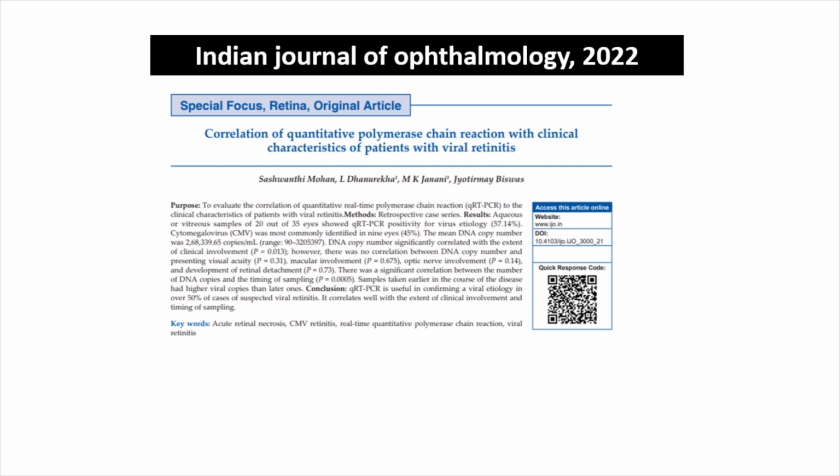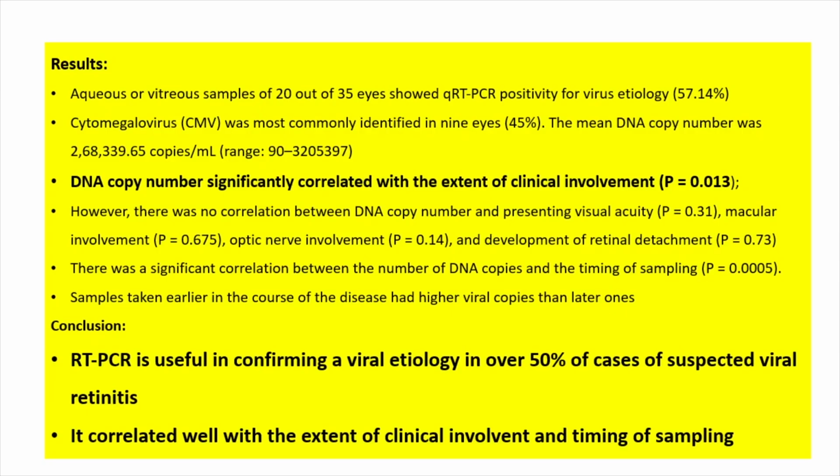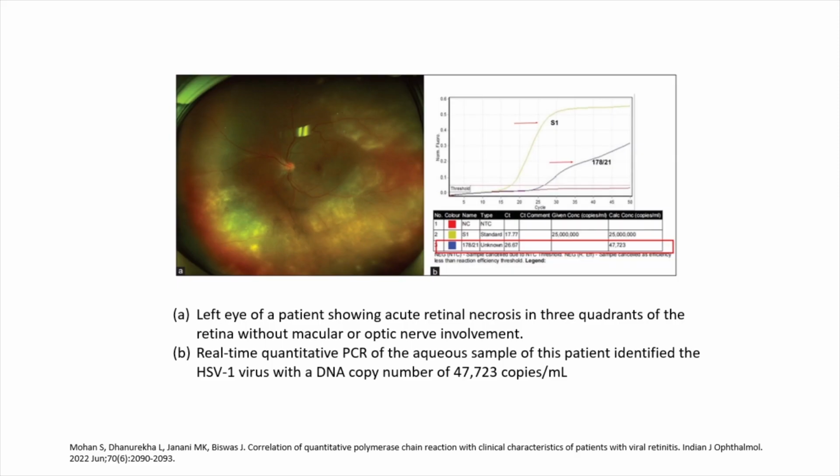We did a correlation of quantitative polymerase chain reaction with clinical characteristics of patients with viral retinitis. We found that the DNA copy number significantly correlated with the extent of the clinical involvement. Real-time PCR was useful in confirming the viral etiology in over 50% of cases of suspected viral retinitis. It correlated with the extent of the clinical involvement and the timing of the sampling. This is a case of acute retinal necrosis with three-quadrant involvement of retinal necrosis, and real-time PCR showed 47,723 copies of the DNA.